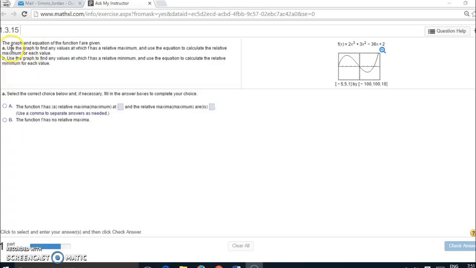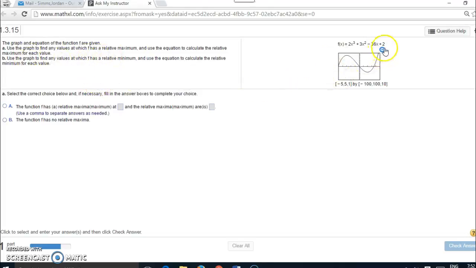But basically we have a graph and an equation of function f, which are given right here. So we know what the function is, and here's the graph. In part A, we need to use the graph to find any values at which f has a relative maximum. So we're going to use the graph and figure out the values. Then we're going to use the equation to calculate the relative maximum for each value. Then we're going to do the same thing with the minimum.